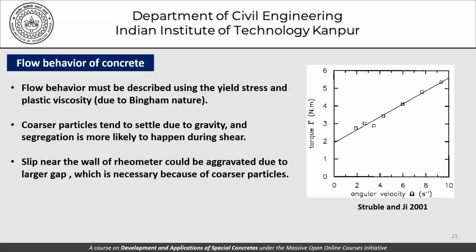Continuing with our discussion on the behavior of concrete, the flow behavior must be described using the yield stress and plastic viscosity model. Coarser particles tend to settle due to gravity, and segregation is more likely to happen during shear. Slip near the walls of a rheometer could be aggravated due to a larger gap, which is necessary because of coarser particles. So here we are alluding to the gap and the importance of figuring out what the gap is.